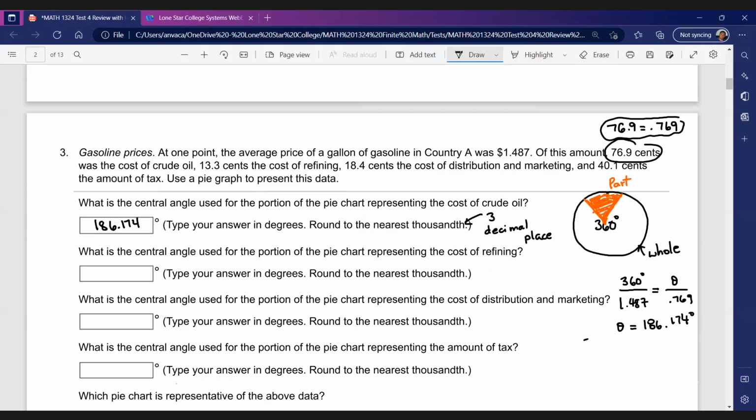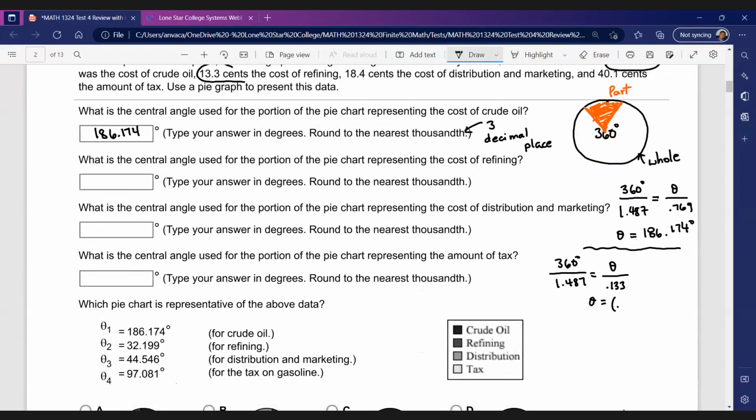We could do the same thing for the next part. We know that the entire circle is 360 degrees and the whole amount is 1.487. We're looking for the central angle for the portion of the pie chart representing the cost of refining. Refining costs 13.3 cents, so that is 0.133. Again, we do cross multiplication and then division. Let me show you the work.